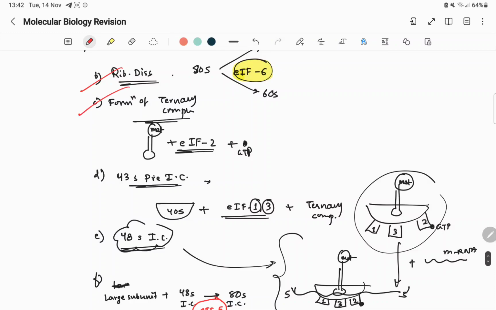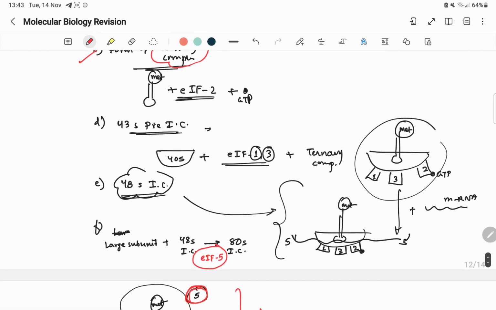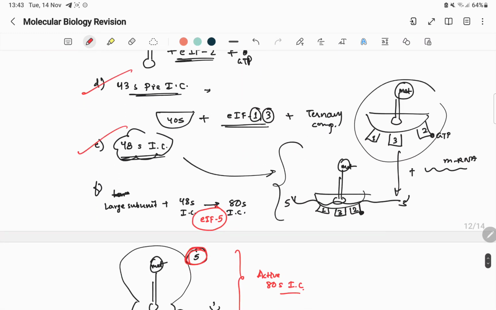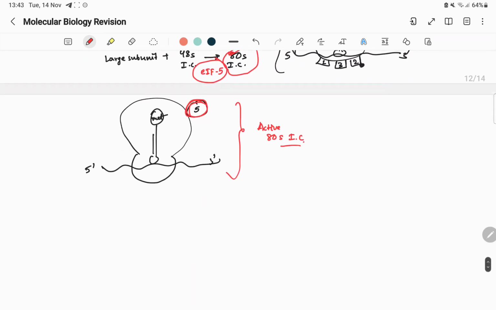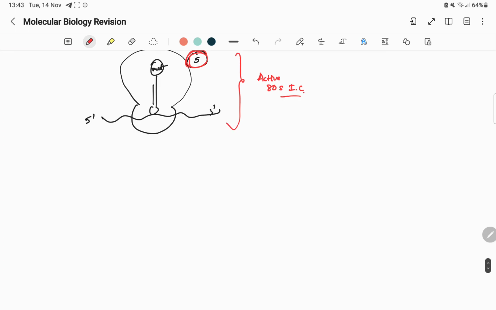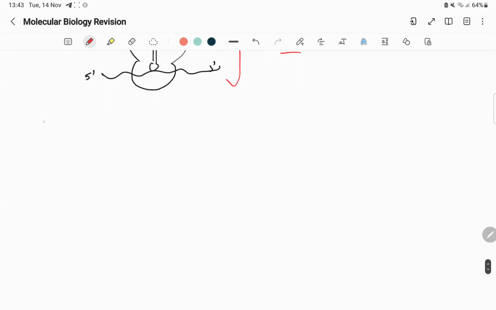Ribosomal dissociation, formation of the ternary complex, 43S as pre-initiation, 48S as initiation, 80S as initiation complex formation, and all other factors will dissociate. Then we come to elongation.